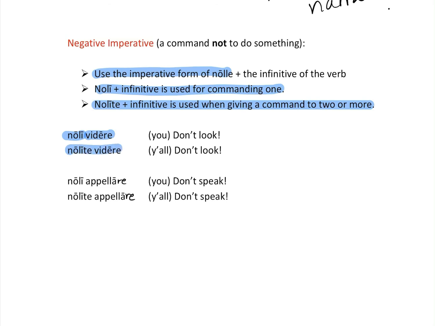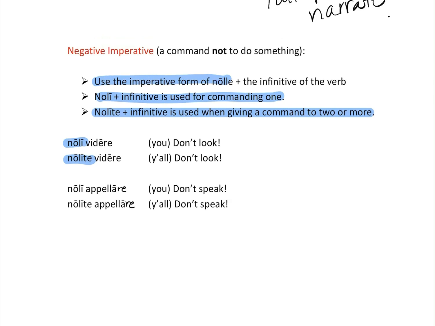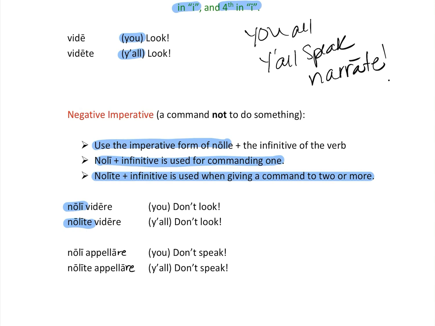So use the same infinitive. That doesn't change, the only thing that changes here is, if you notice, noli and nolite. So you don't look versus y'all don't look. And noli appellare, you don't speak, versus nolite appellare with the infinitive means y'all don't speak. So pretty easy. That's why those verbs are connected, and now you know.